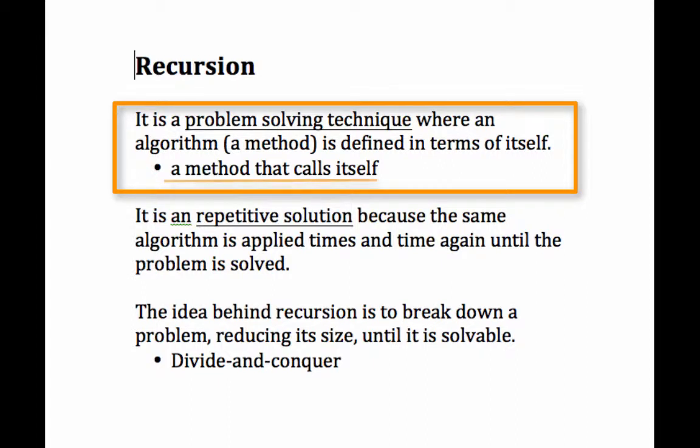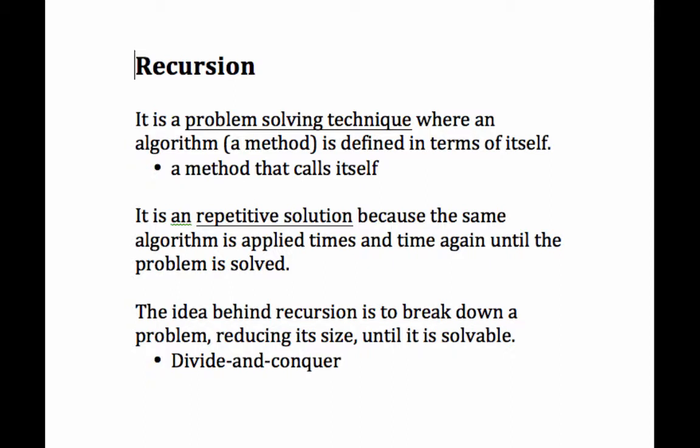The definition of a recursive method in Java or in any other programming language is simply a method or a function or subroutine that calls itself. I'll show you a couple of examples later on, but you're going to see that in the body of the method, there is a call to the method itself, and that's what makes it recursive. Because of this, we're creating repetition.